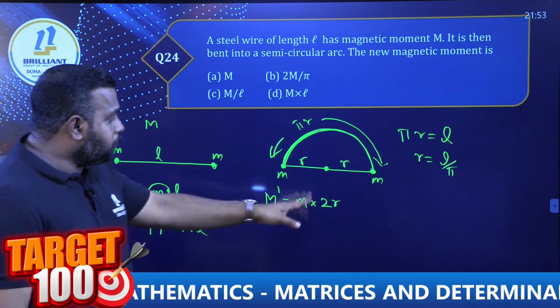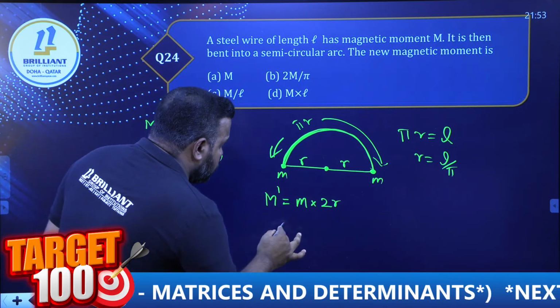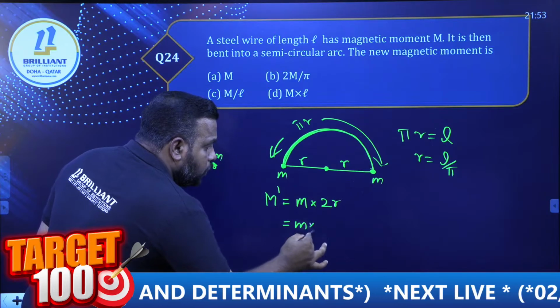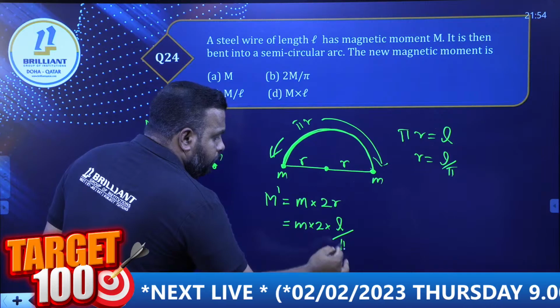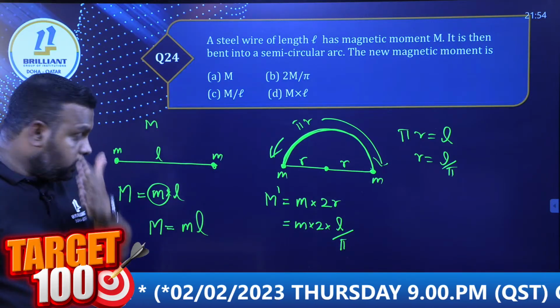Radius is L by pi. Substitute that value for r. So what is our result? M into 2 into radius, which is L by pi, so L by pi. Is it okay?